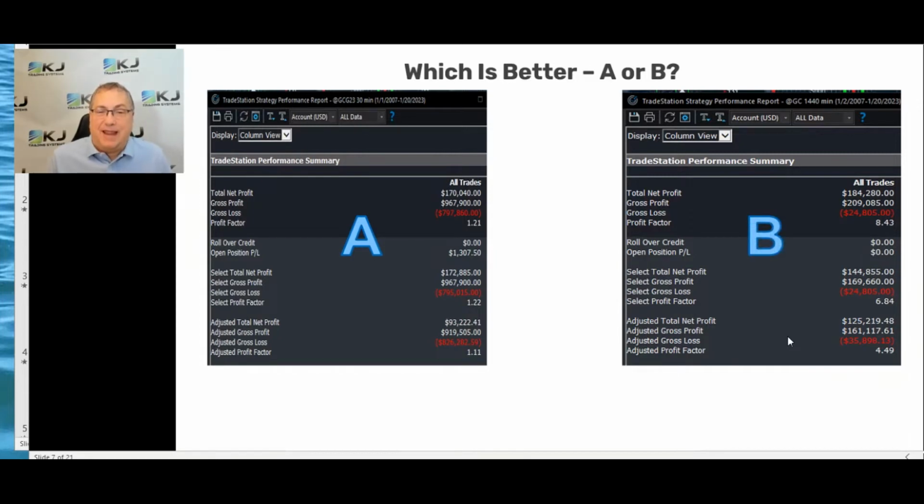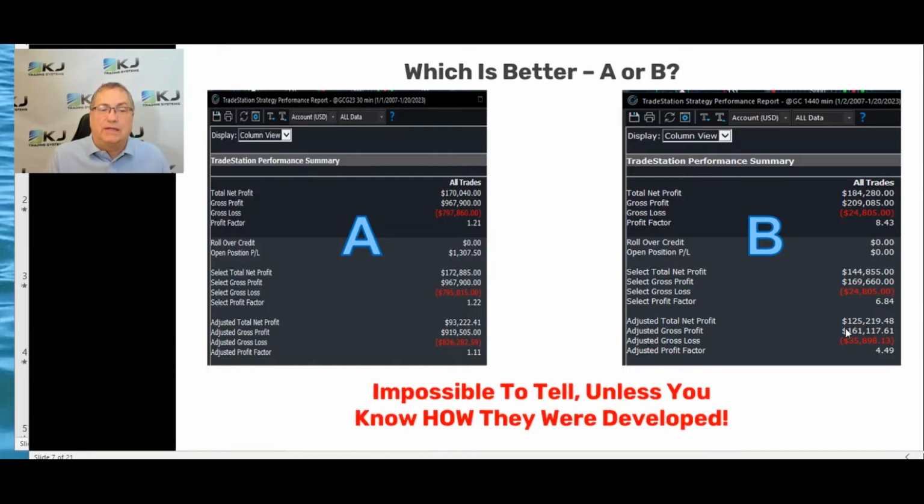Now, just a little test. Which one's better, A or B? Most people would say B, but the problem is you don't really know unless you know how the strategy is developed. Strategy A could have been made by a scammer who just optimized every variable and got this perfect looking equity curve. And strategy B might be real-time results. And in that case, B is a lot better, but maybe A is a lot better. You don't know. And that's why you've got to watch out with these performance numbers.